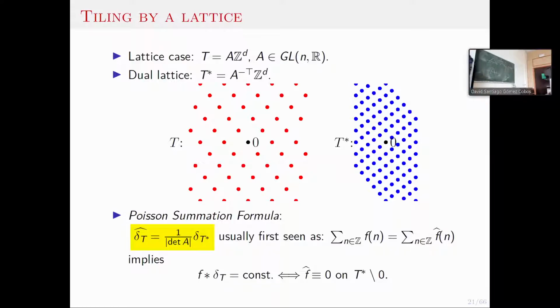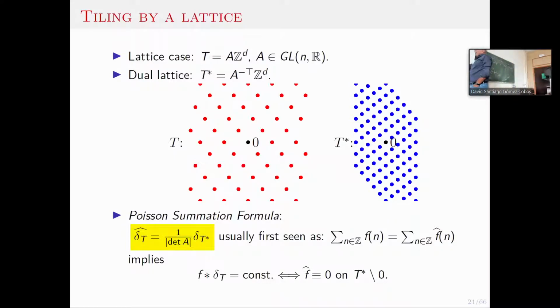You will get this. But you're going to have a number on each one of them. Which number? 1 over the volume of A. So the larger this is, the taller the Diracs here will be, and the lower the Diracs here will be. This is Poisson summation.